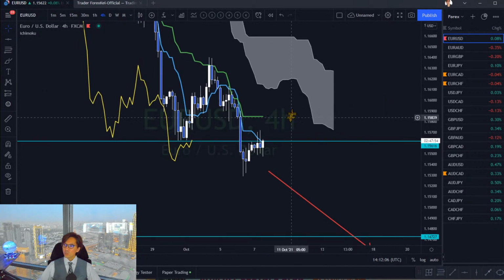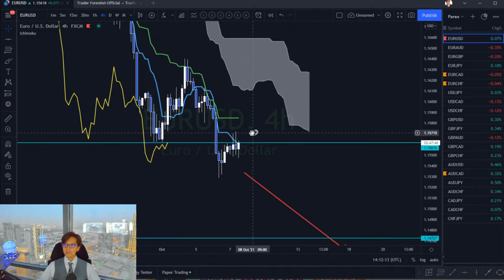But once again, right now there is no sign of downtrend in the forward chart. So basically I would hold here. I won't sell here.